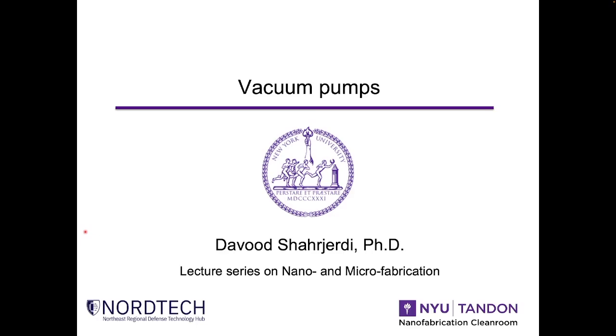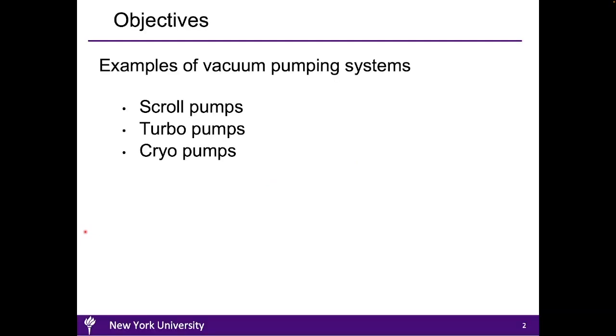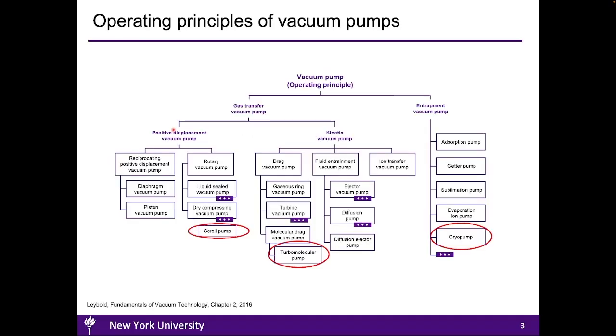In this video, we'll discuss the operating mechanism of vacuum pumps that are commonly used in semiconductor fabrication tools. Specifically, we'll do so by explaining the operating principles of three types of vacuum pumps. Those vacuum pumps are the scroll pumps, turbo pumps, and cryo pumps.